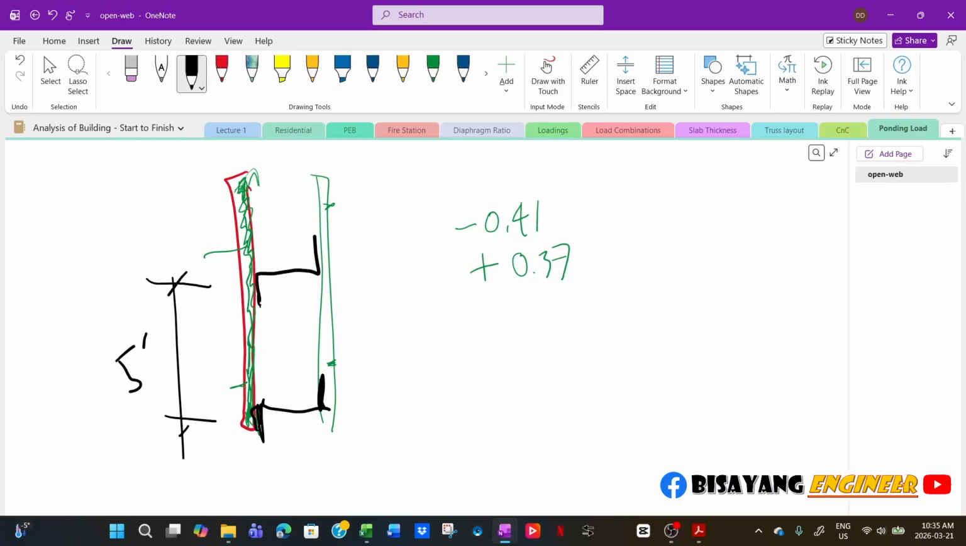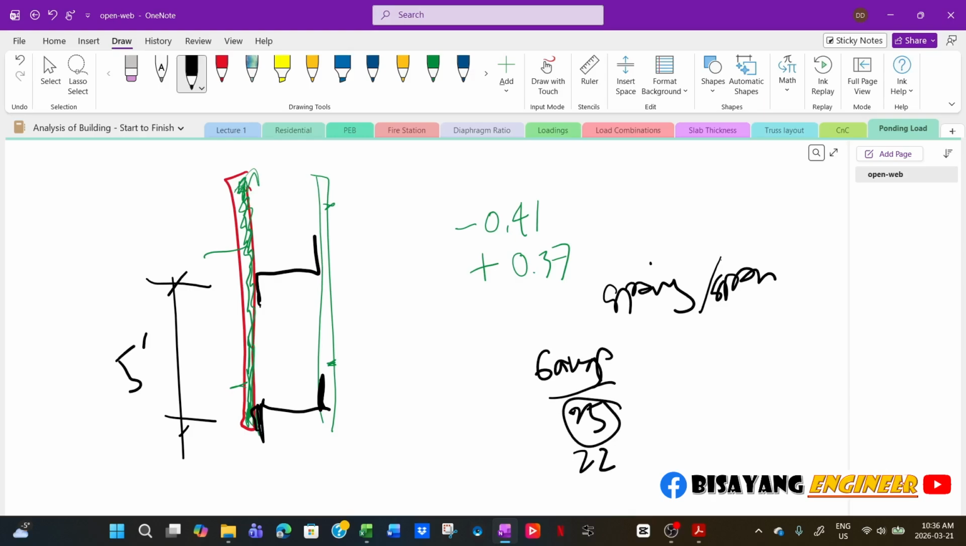Now you will see in a load table like this is your spacing, and then spacing or span. Sometimes they will use a span, and then on this one is the gauge. Most cladding uses 25. Sometimes they use gauge 22, but 25 is the most common here. I don't know in other areas.